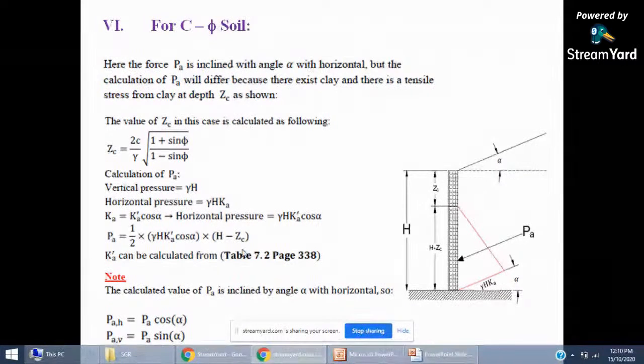So therefore Ka can be calculated from the table. This is given in your Punya book, so you can calculate by this. You have to know this, it is your homework. Then you will calculate Pa into h, that will be Pa cos alpha, and Pa into v, Pa sin alpha. When this distribution diagram is inclined, then for horizontal it will be cos, and for vertical it will be sine.